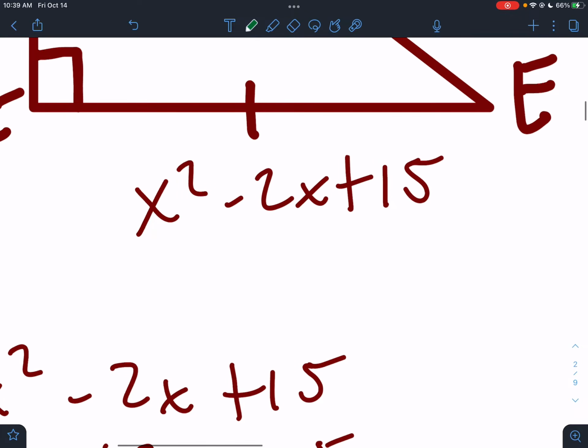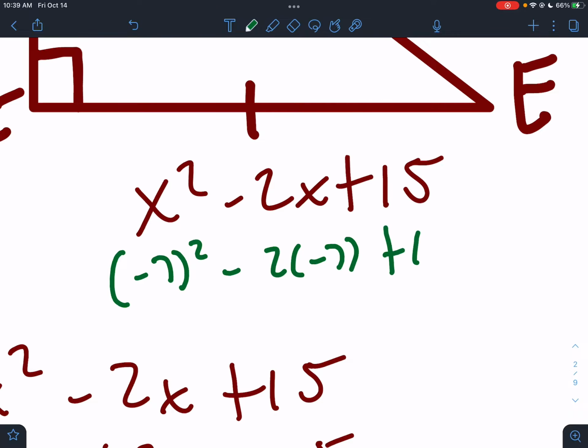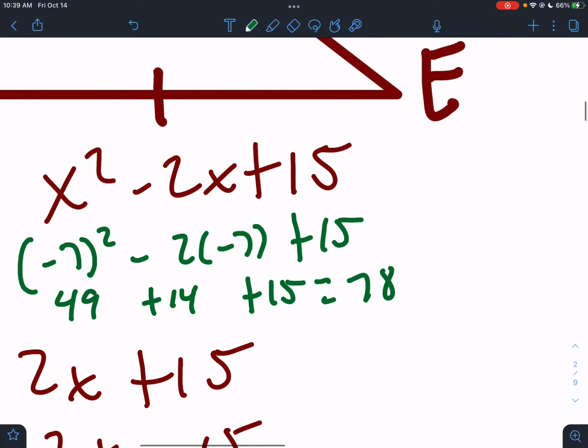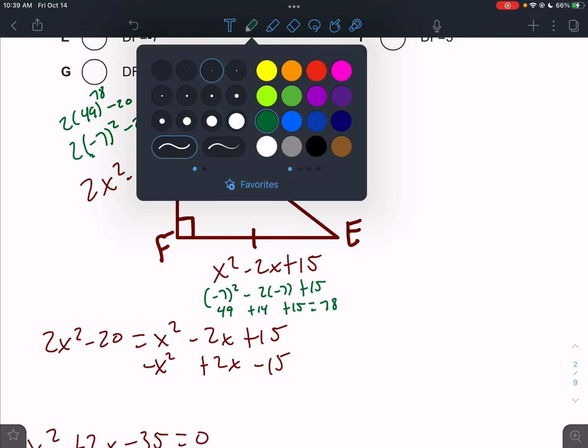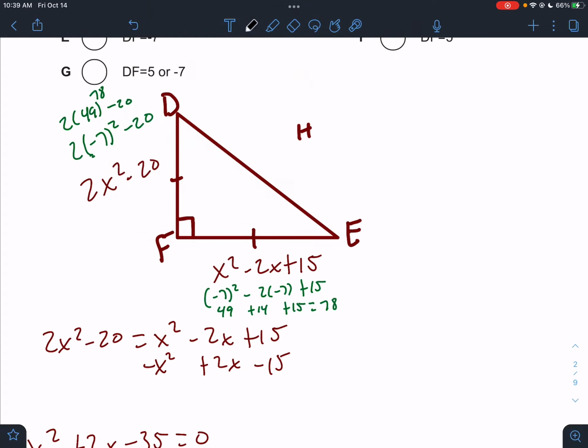Go over here. Negative 7 squared minus 2 times negative 7 plus 15. That's positive 49. If you type it in the calculator wrong, you're going to get it wrong. You must have the parentheses. Plus 14 plus 15. That's 29 plus 49. That's also 78. Is 78 an acceptable answer? Yes. So it could be 78.